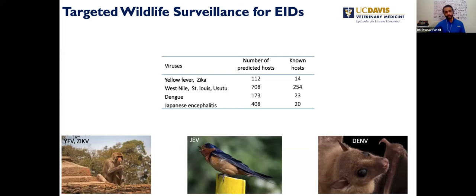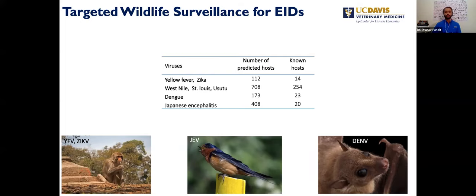So why are we developing these models? First of all, this is to develop targeted wildlife surveillance for emerging infectious diseases. As we have been hearing from David and Grace, we go out and try to identify hotspots where transmission from wildlife to humans can occur. But to identify those hotspots, these models are very essential.